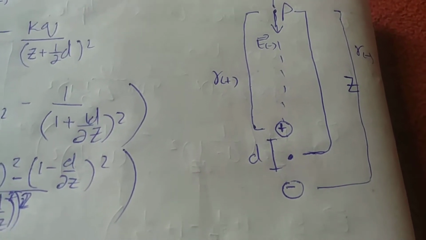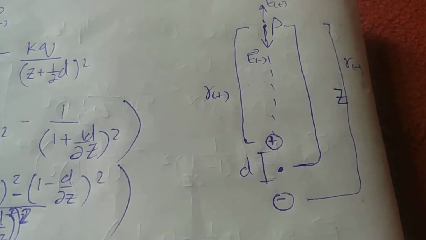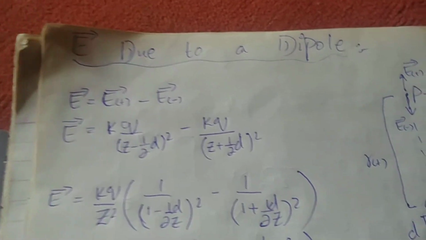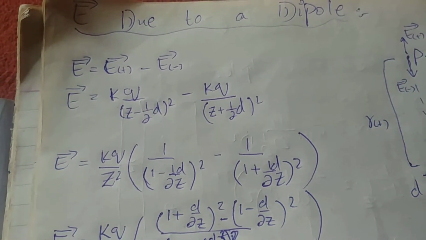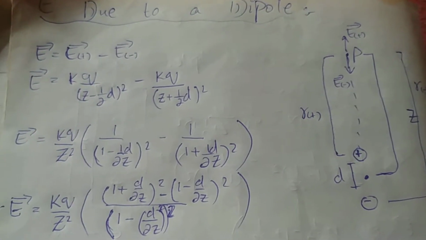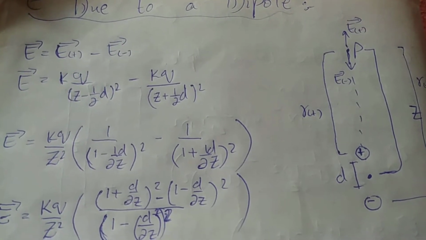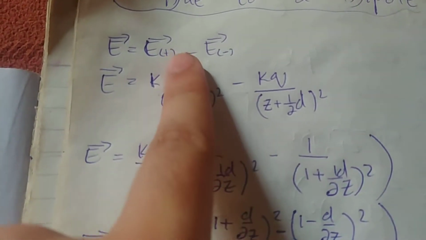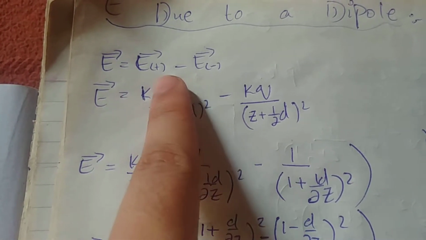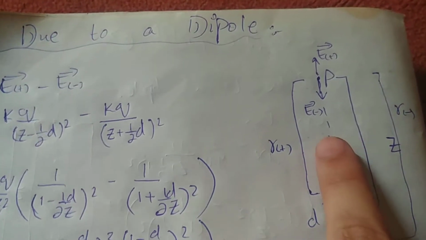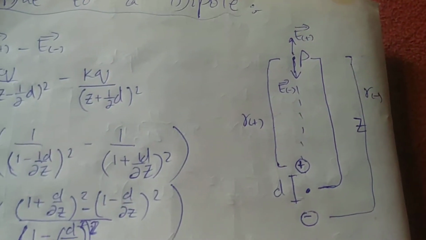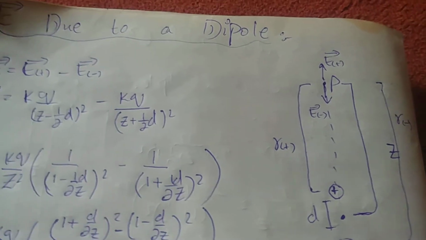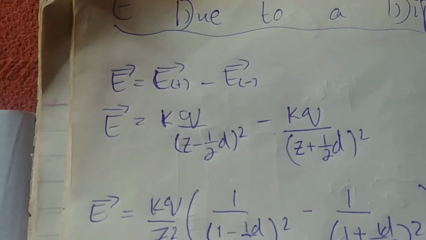So a diagram is a great way to visualize what we have in front of us. We're going to find the electric field due to a dipole, and we know that the electric field in this case is the sum of both the electric field due to the positive charge and the negative charge. So we're going to add that up. Notice that I've put a negative sign in between these two electric fields. That's because the electric field due to the negative charge points in the negative y-axis. So that's the reason for the negative sign.